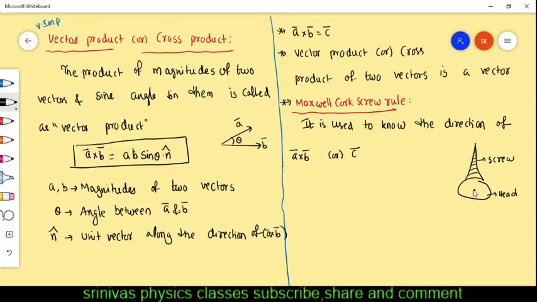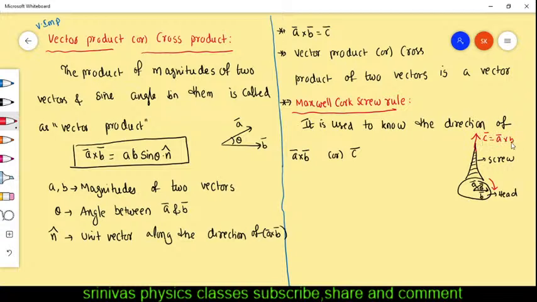For example, we are taking two vectors on the head. This is A bar and this is B bar. There is some angle between them. What you have to do here is rotate the head of the screw from the first vector to the second vector.